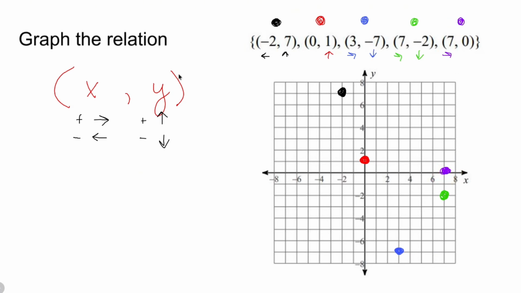Okay, so remember, when you graph coordinates on a coordinate plane, positive x means you go right, negative x means you go left. Positive y means you go up, negative y means you go down, and any of these being zeros means you don't move at all.